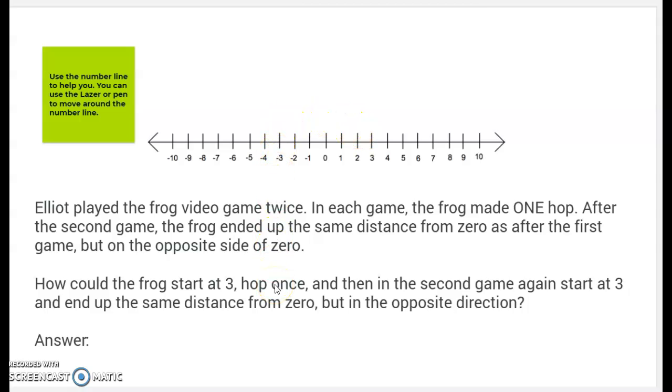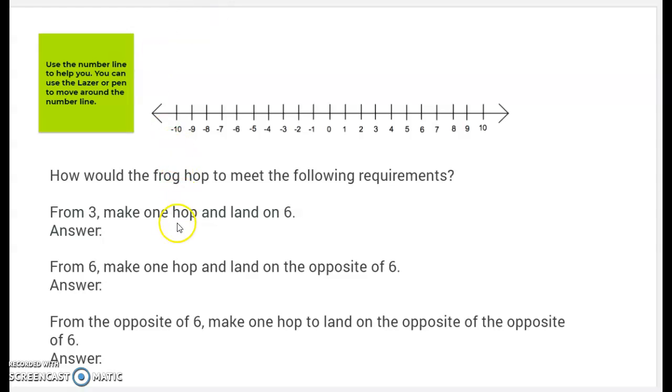There are many ways you can go with this. You have to write out how the frog jumped. To help you use this number line, you can use the laser pen or the actual pen and actually write on the number line, show where the jumps are. And then the last slide, how would the frog hop to meet the following requirements?